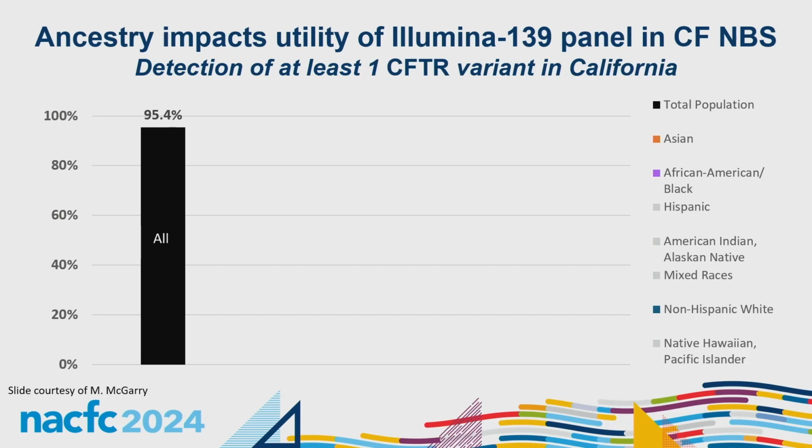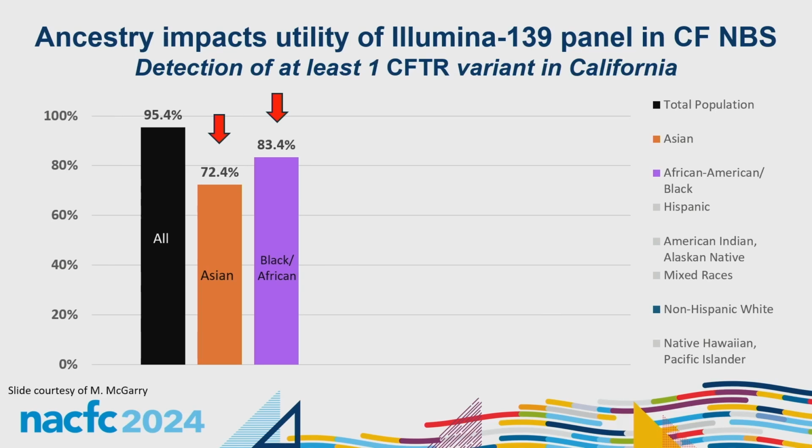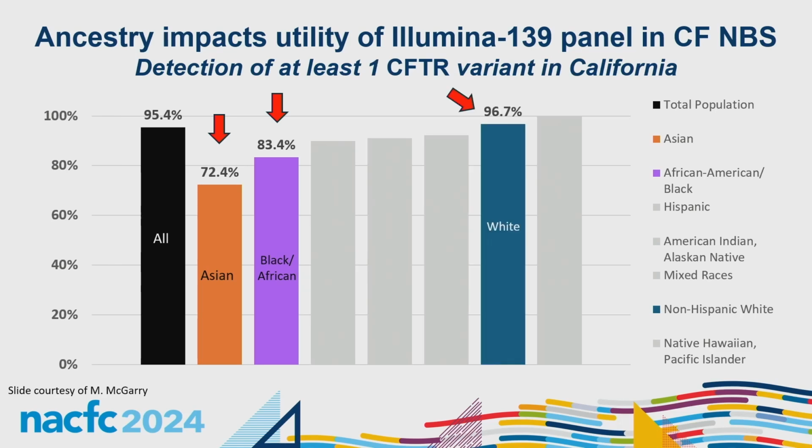But when you break it down by population or ancestry, the detection is lower in babies who are Asian, so only 72% pickup, lower in babies who are Black or African, 83% pickup, and then pretty darn good in babies who are white or European-derived populations of almost 97%. So we know that this varies even within just one state, ancestral backgrounds within the US.